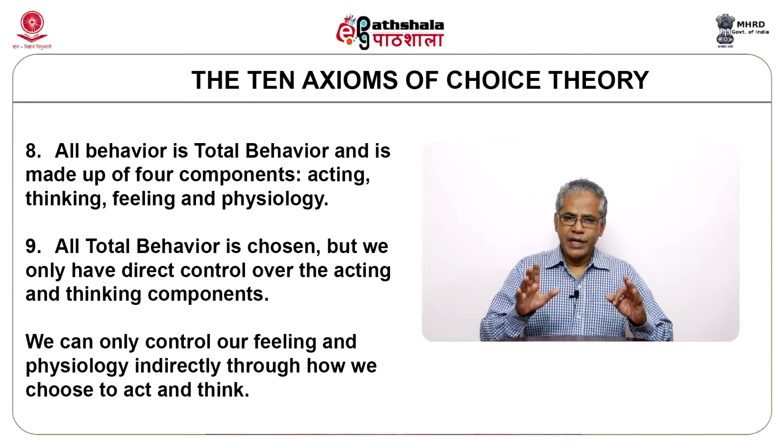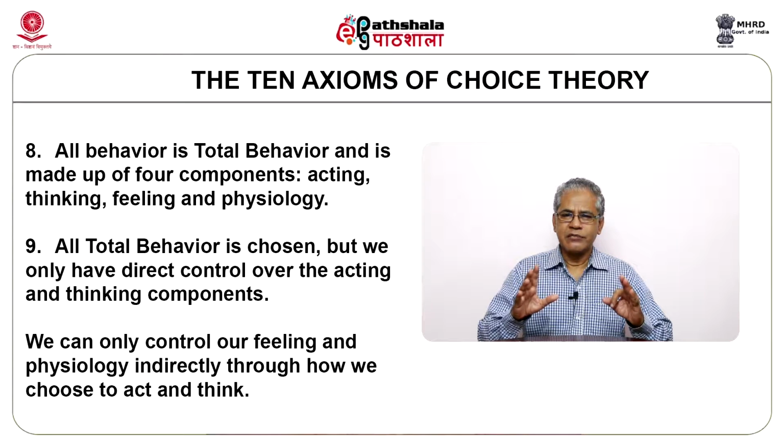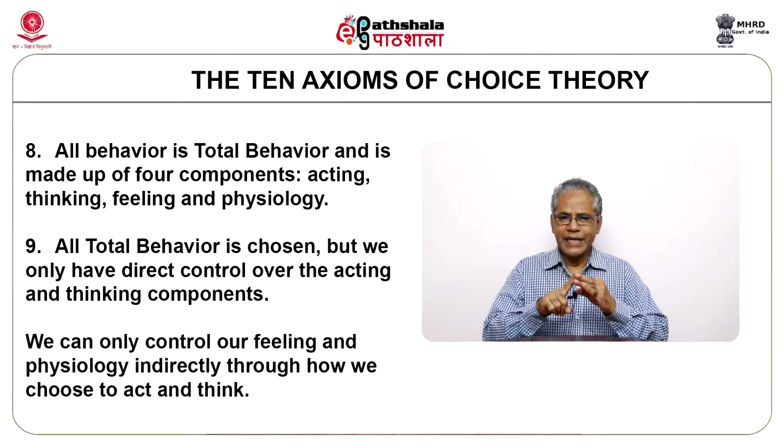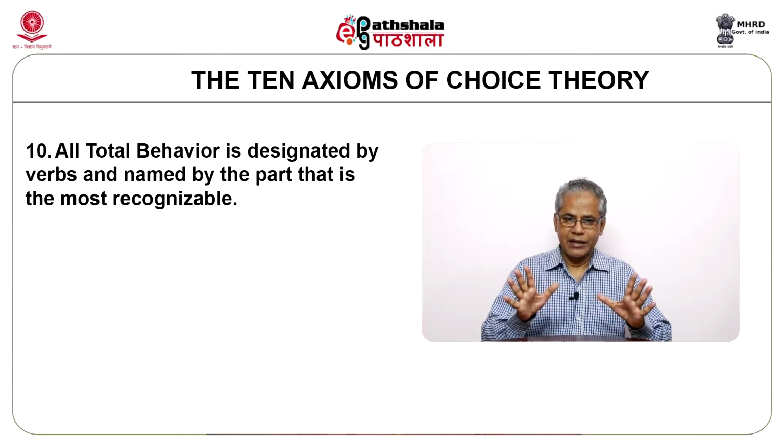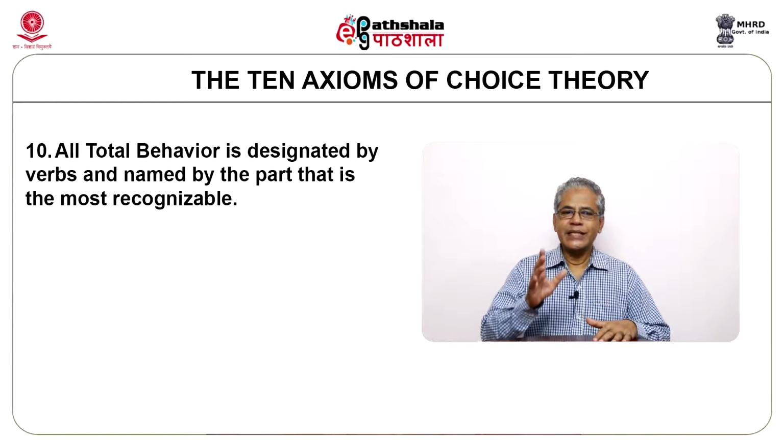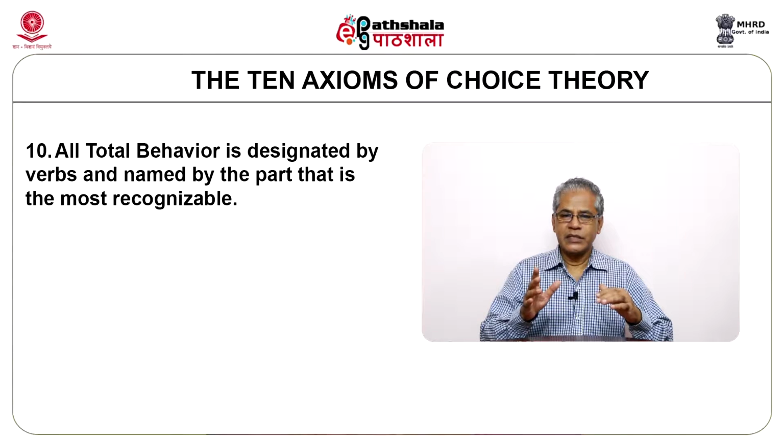8. All behavior is total behavior and is made up of 4 components, namely acting, thinking, feeling, and physiology. 9. All total behavior is chosen, but we only have direct control over the acting and thinking components. We can only control our feeling and physiology indirectly through how we choose to act and think. 10. All total behavior is designated by verbs and named by the part that is the most recognizable.